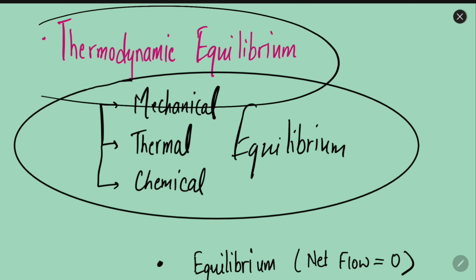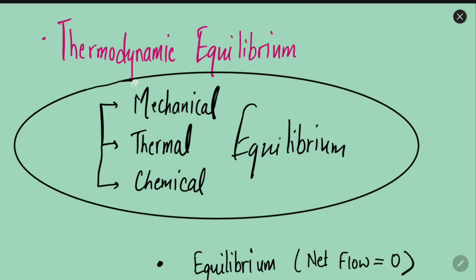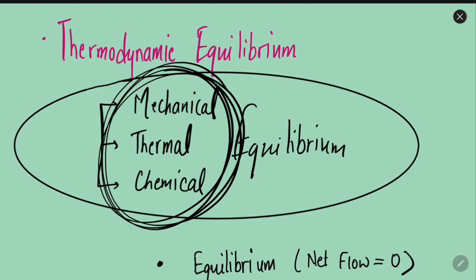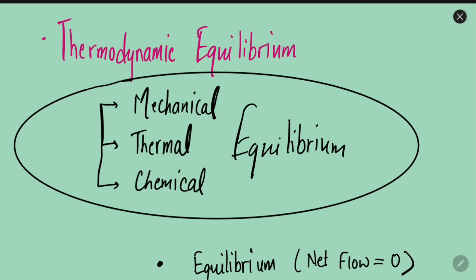Now there is this important term called thermodynamic equilibrium. Thermodynamic equilibrium means that when the object is in mechanical equilibrium, thermal equilibrium, as well as chemical equilibrium, then we say that it is in thermodynamic equilibrium.